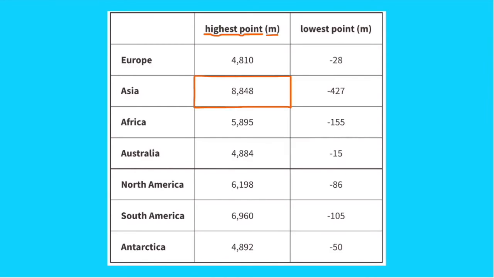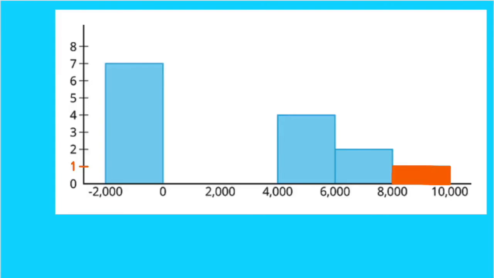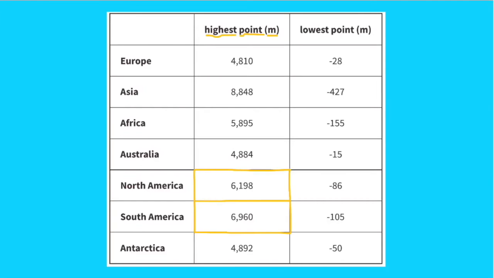Now let's take a look at Asia's highest point. Its elevation is much higher than all of the others, so it can have its own place on the chart. On the histogram, it looks like this in orange. It's 1 unit high, which represents 1 continent, and that means that 1 continent has a high elevation of between 8,000 and 10,000 meters.